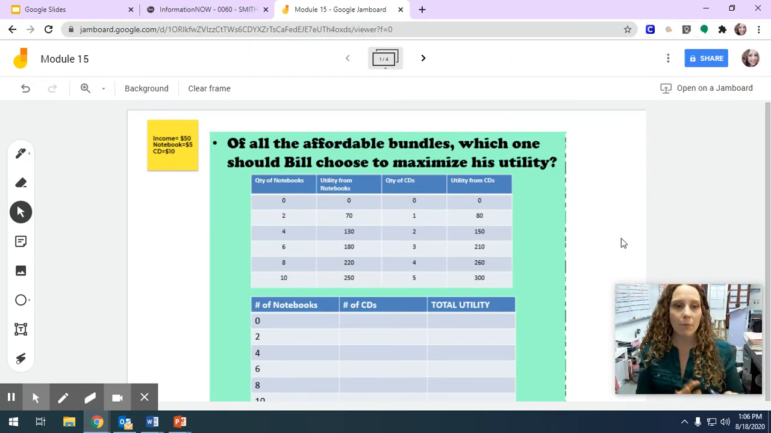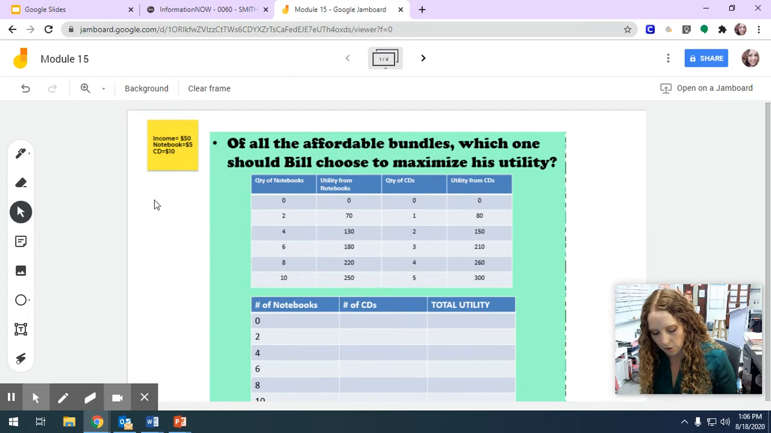So this is that same information. I just put a little note over here to remind us of this situation. Again, if I'm looking down, I'm looking at this. Total income is $50. Notebooks are $5 and CDs are $10. Now this one's a little tricky. Just keep in mind that when we get to the marginal stuff, the quantity is not changing on notebooks by 1. It changes by 2, but that's neither here nor there right this second. So let's just go through here.